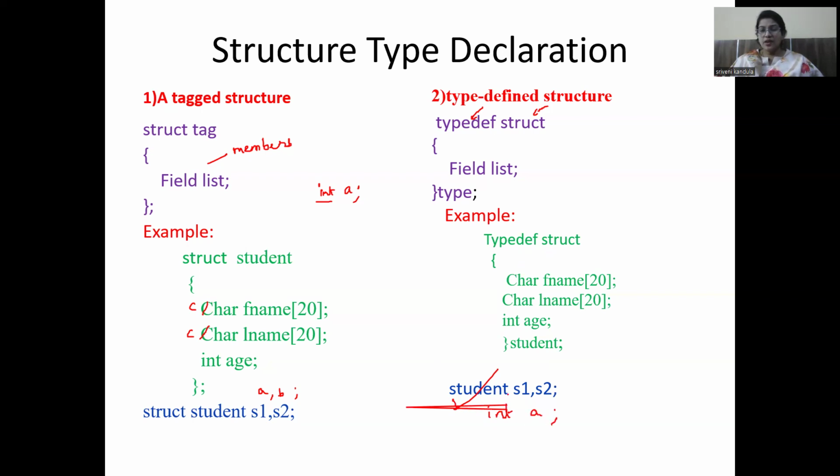here student is my user defined data type, and then I'm declaring the variables of this. In place of S1 and S2, if you want, you can use X, Y, A, B, or anything of your choice. So this is the usage of the typedef keyword.